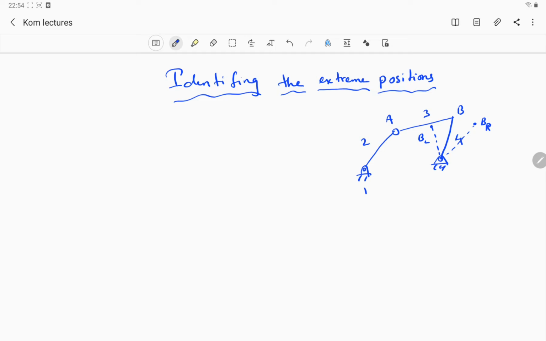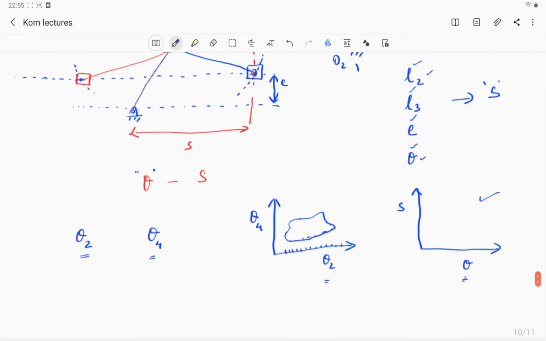Now we need to identify this BR and BL, so that I will get to know the range of motion of that particular link. For that reason I will be interested to know the extreme positions. Let's see how to identify this.